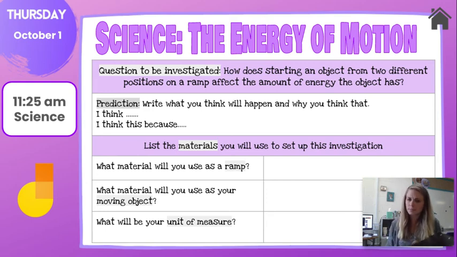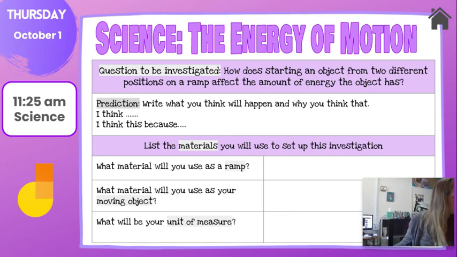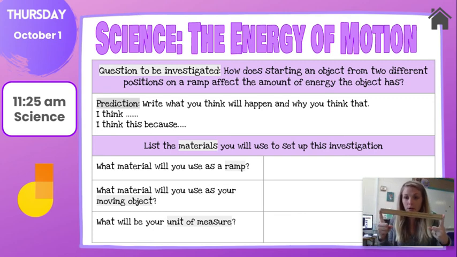Next, what is my unit of measure going to be? How am I going to measure how far the object rolls? Well, maybe you're thinking that the most obvious choice is going to be my ruler. Okay, now, what if you don't have a ruler? Well, maybe you have a tape measure. What if you don't have a tape measure? What do you use then? Well, anything that you could use consistently to tell me how far something goes.